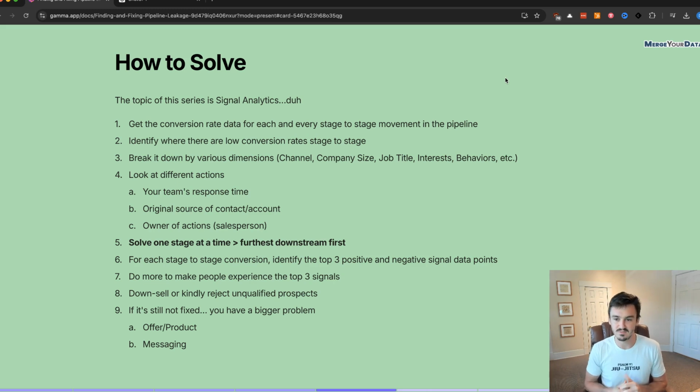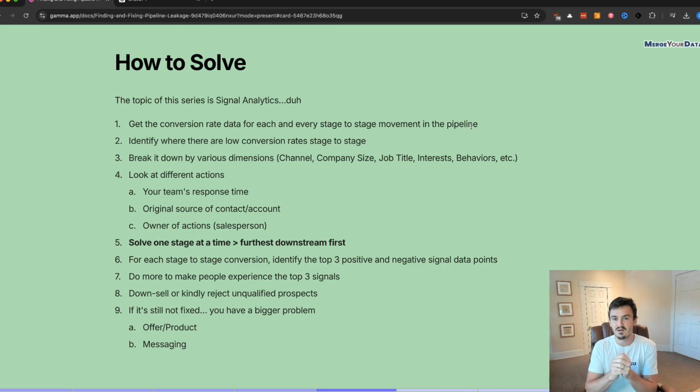Three, break it down by various dimensions: channel, company size, job title, interests, behaviors, all the signal dimensions that we talked about in video 15 with the signal constructor. You can slice and dice the data different ways to see if there are different conversion rates for different segments of people. And so you might actually have a high conversion rate with a specific subsegment of dimensions compared to your overall conversion rate for the stage with all of the segments combined.